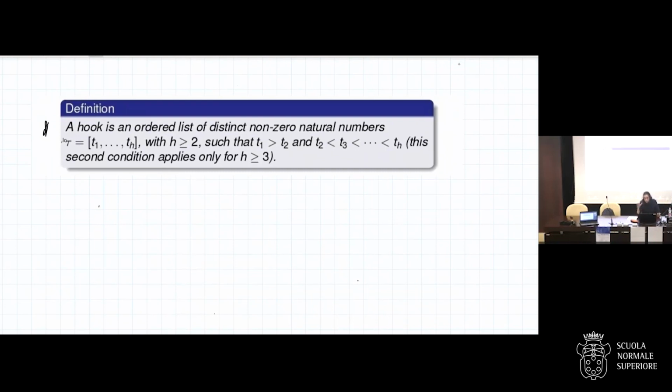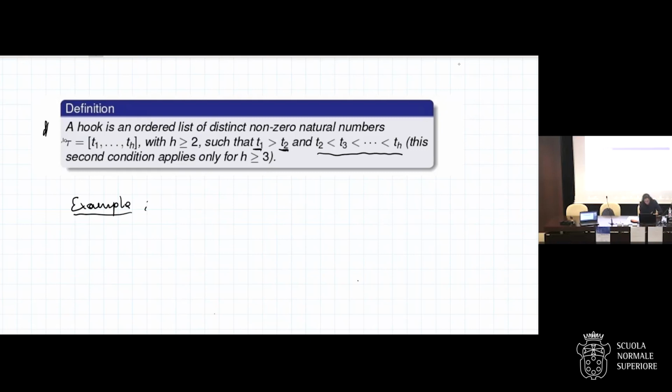A hook is a definition that can be given for any list of natural numbers. Again, we don't really need them to be numbers from an interval of the natural numbers. I just need a list of distinct natural numbers. All I want to check is that the first element in this list is bigger than the second one, and then from the second to the last element, these numbers are in increasing order. There are a lot of very easy examples one can take.